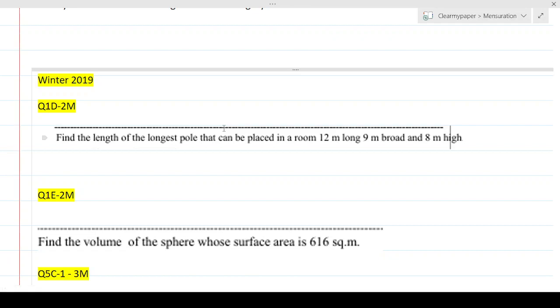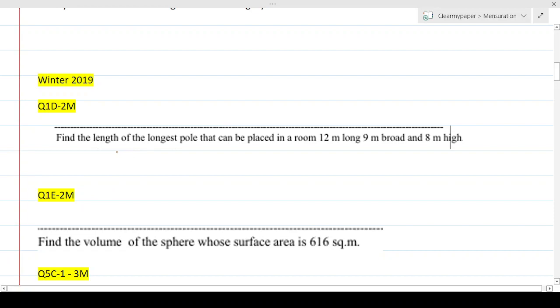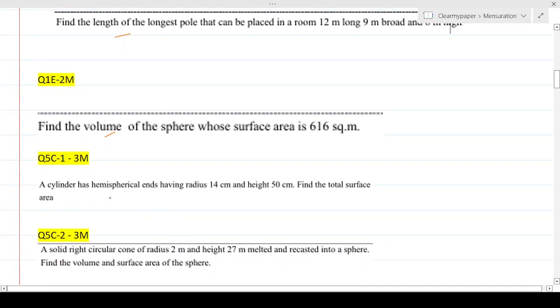So if you see, typically it's all calculation based. Find the length of this, find the volume of this, and stuff like that. Okay, it's all calculation. So they'll give you some data, and then you have to find something. That means there is some calculation involved.